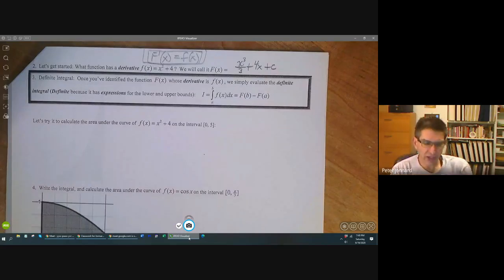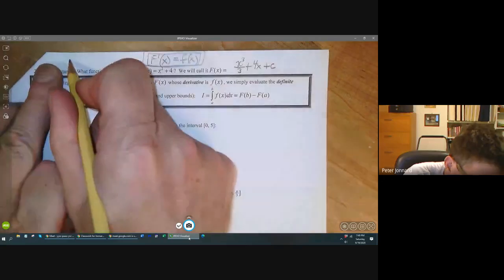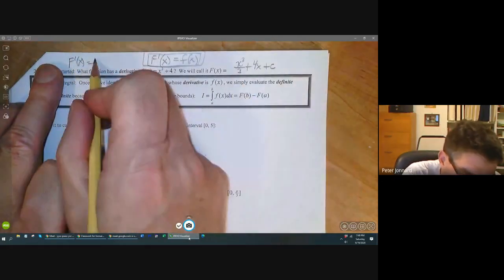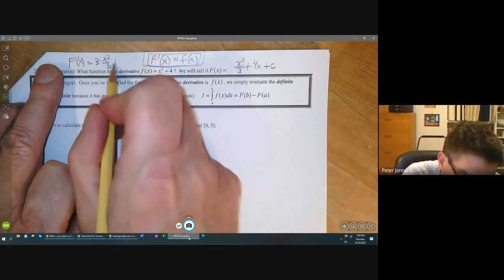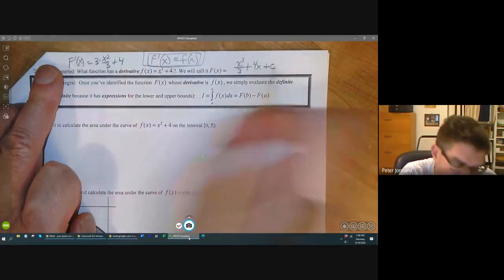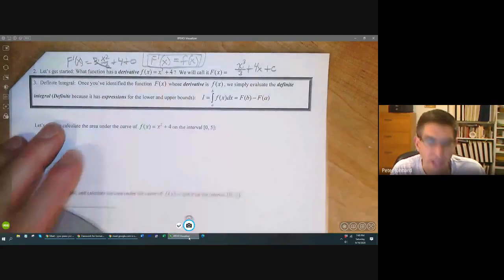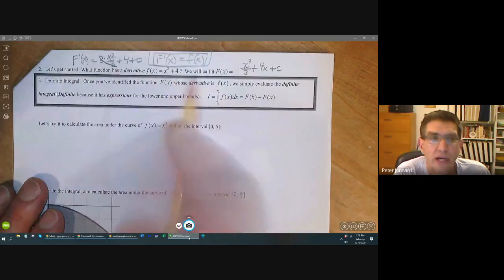Just to check that, if you take the derivative of that, f prime of x, you'd bring the 3 out front. You'd have 3 times x squared over 3 plus 4, and then the derivative of the constant is 0, so plus 0. And sure enough, that would give us x squared plus 4, which is indeed equal to f of x. So I did it correctly.